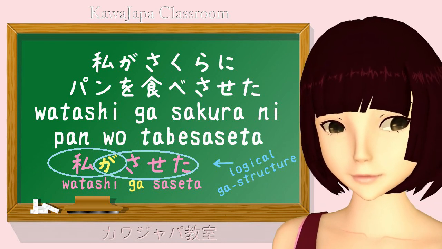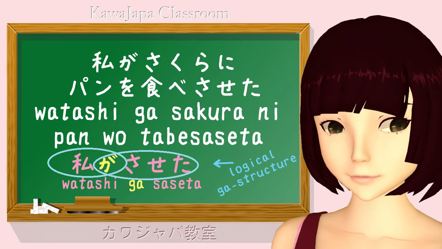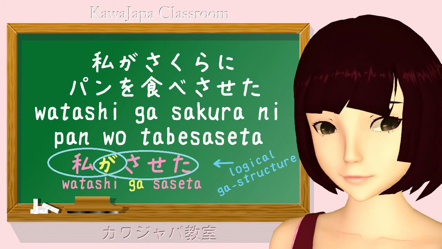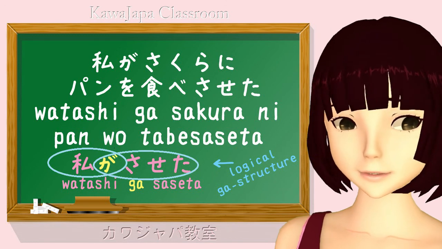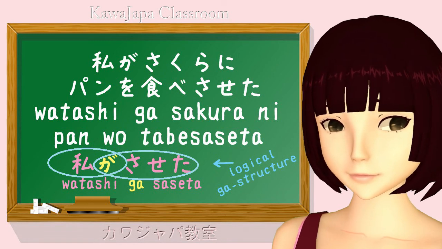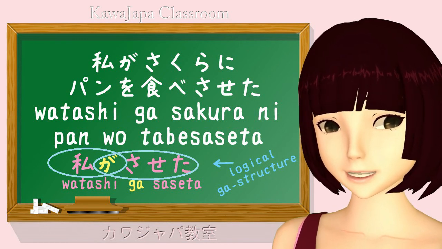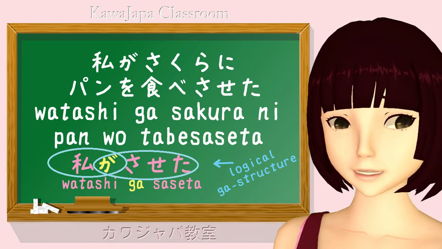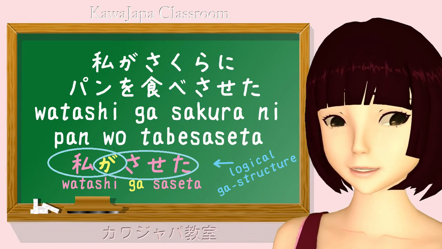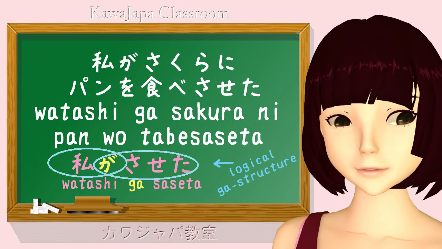Why? Because when we use wo, we are talking about the object, aren't we? We eat bread, pan wo taberu. The bread has no choice in the matter, we just eat it. We throw a ball, boru wo nageru. The ball has no choice in the matter, we just throw it. So the implication, but it's not a rule, is that we are making someone do something. Ni implies some degree of will on the part of the object. In other words, the person has a choice. As I say, this isn't a rule, but it's regular enough to be worth knowing.